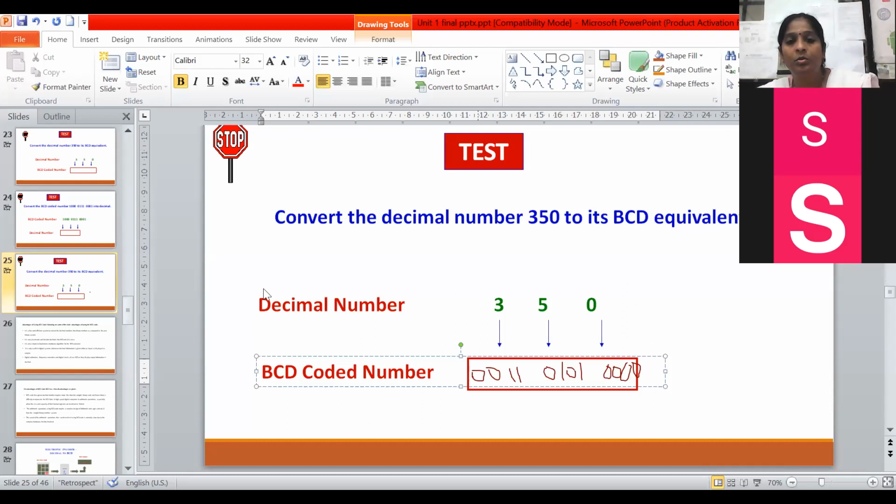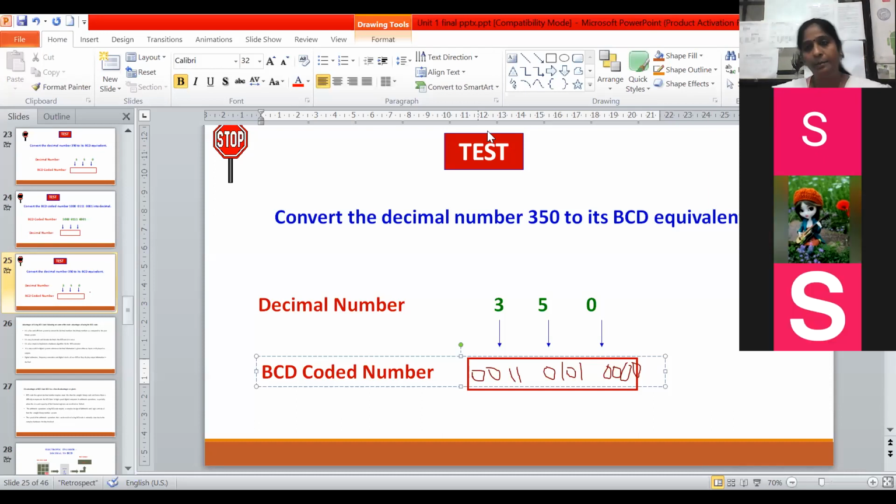Two examples I have given for decimal to BCD number system, and two from BCD to the decimal number, the opposite. Hope all of you noted this. Okay, complete it in your notebook. Notebook मध्ये लिहायचं हे तुम्ही.